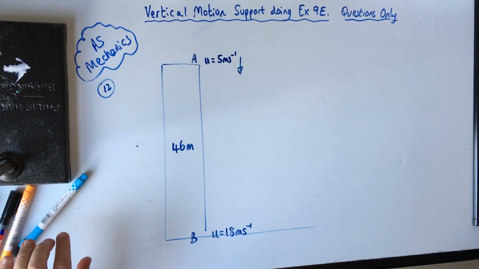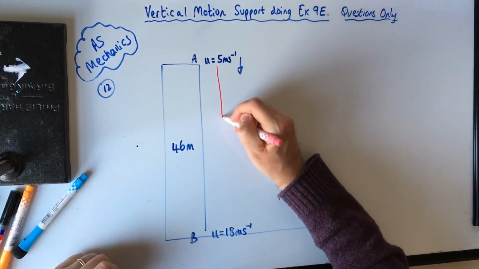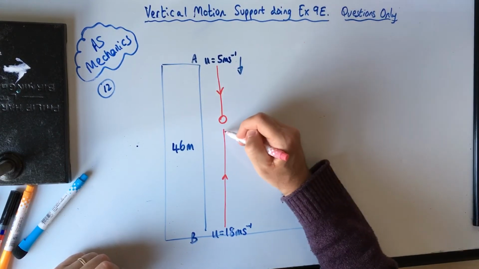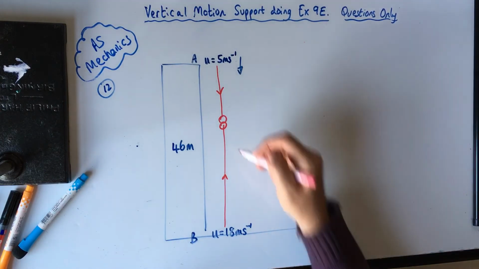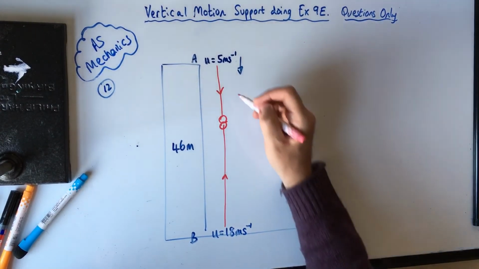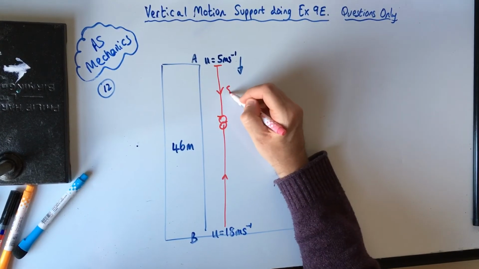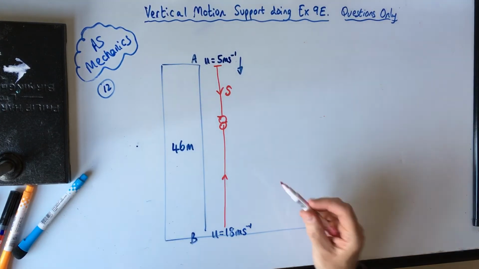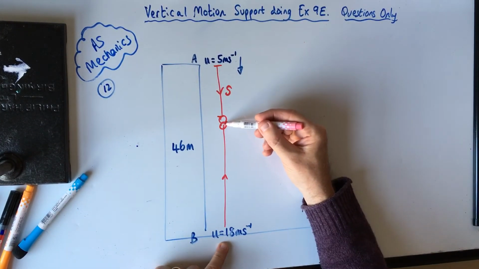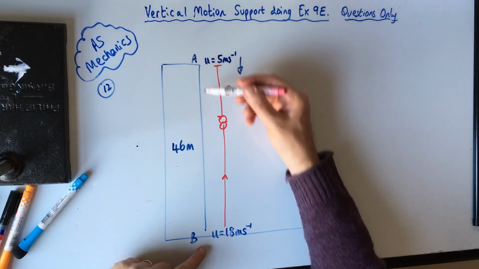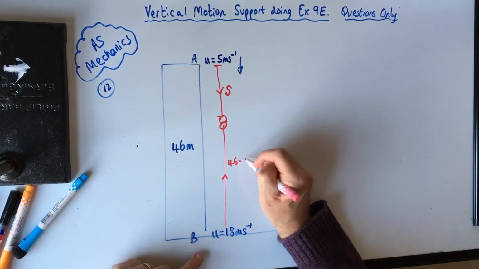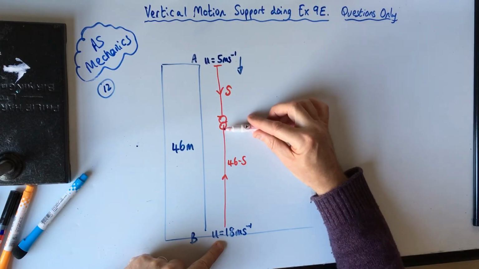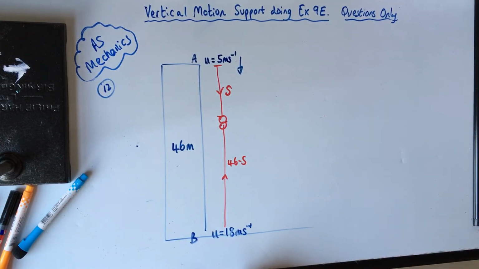Okay, so let's have a look at what's happening here. First of all, this ball is thrown and it's here, and this one has gone up, and they hit at this point here. What it wants us to find is the distance from A. So let's call that distance S. This one is travelling up to here, so this distance, of course, is 46 minus S.